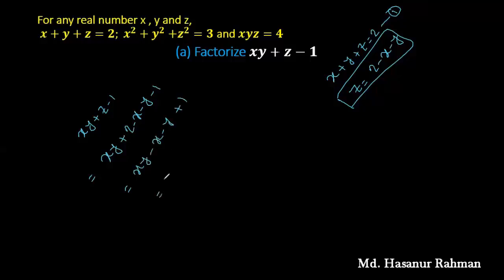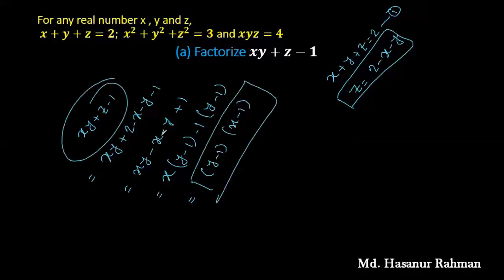So now we have to take common. If I take x common, that means we have to divide: xy divided by x is y, minus x divided by x is 1, minus 1. Then we'll get y minus 1. So now we take common y minus 1, then we'll get x minus 1. So these are the factors of this one. After completing the factorization, we get two factors, that is y minus 1 and x minus 1. So y minus 1 into x minus 1 is the factor of this one.